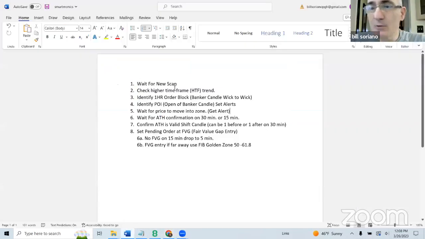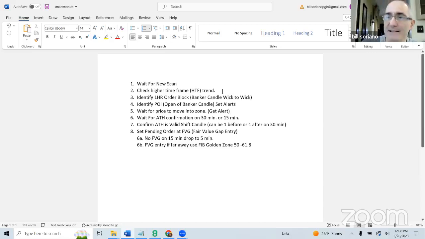Okay, so that's the SmartMonics strategy, right? Wait for the new scan. We check the higher time frame trend. If it's not going with the higher time frame trend, we skip the scan unless Manny has the chart marked up for us with a valid 1 hour banker candle, 1 hour liquidity block. If he has it there for us, then it's okay to take the trade. If it's not there, you skip the scan because it's going counter trend.